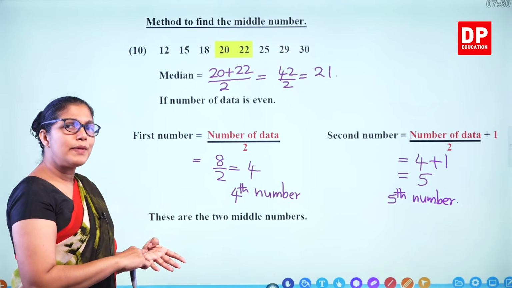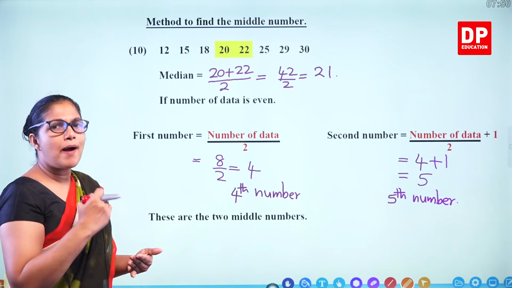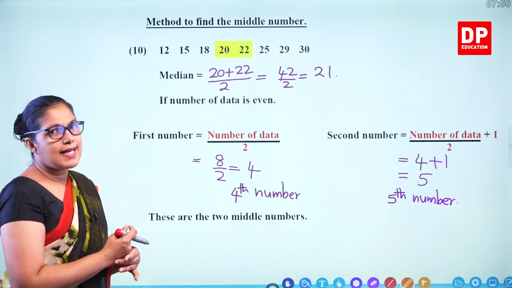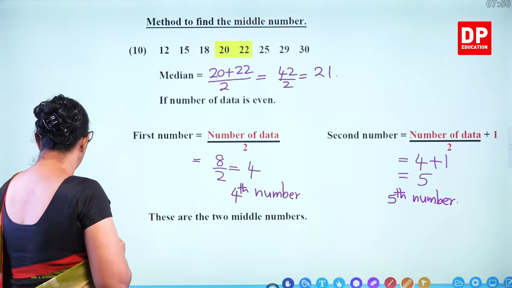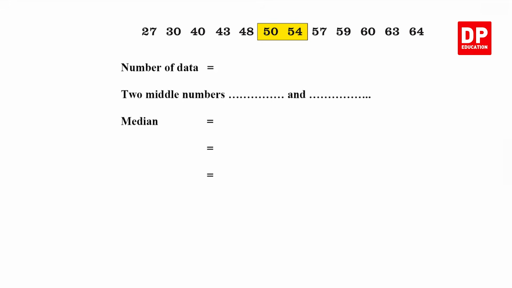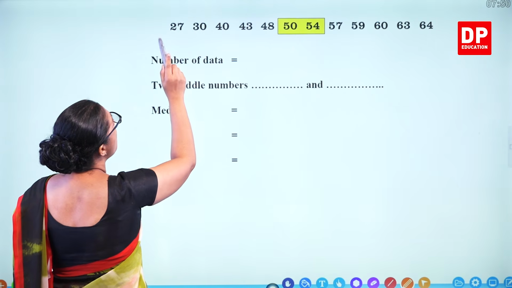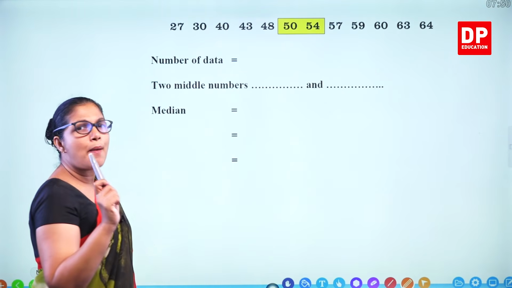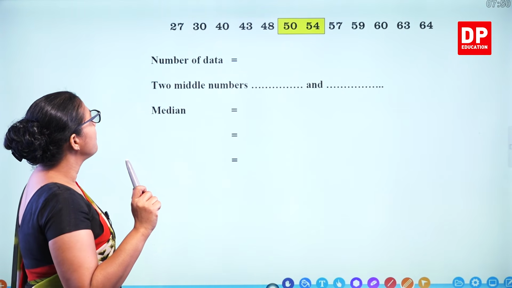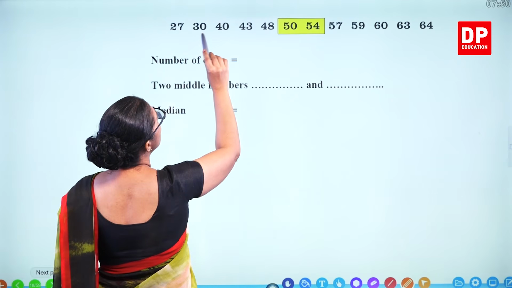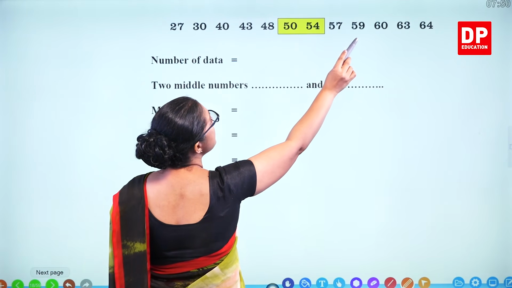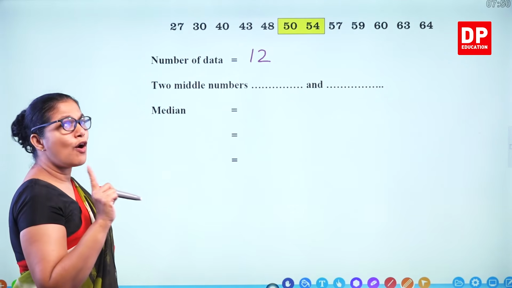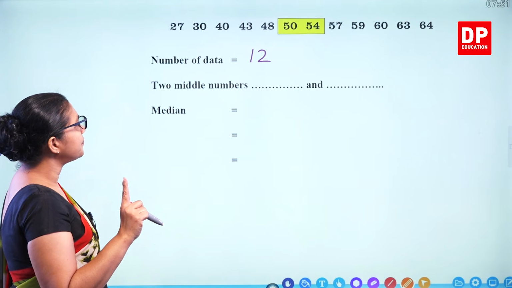So how do you find out the two middle numbers? N divided by 2. That's the first one. N divided by 2 plus 1 is the second middle number. Another data set. Find out how many numbers are there. 1, 2, 3, 4, 5, 6, 7, 8, 9, 10, 11, 12. Even number of data points. So, you get 12.